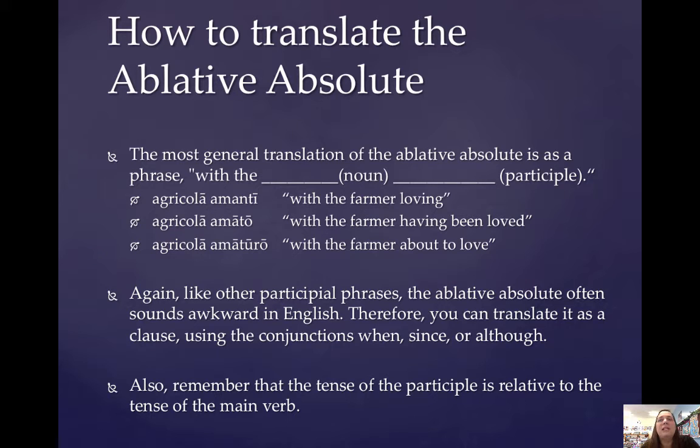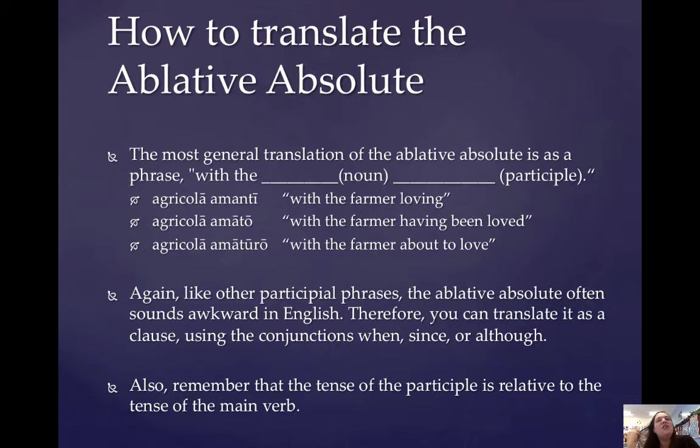Now, just like other participial phrases, it actually sounds a little awkward to translate the ablative absolute this way, right? This isn't something that we do very often in English. As a matter of fact, if you hear people saying this kind of construction, ask them if they took Latin, because I've only ever met people who have studied Latin or Greek use this kind of phrasing with the ablative or the genitive absolute at all, because it's just not natural in English, okay?